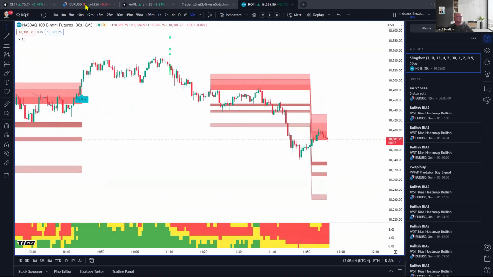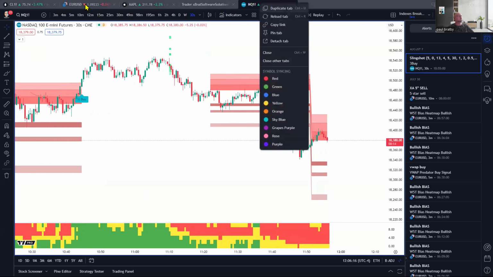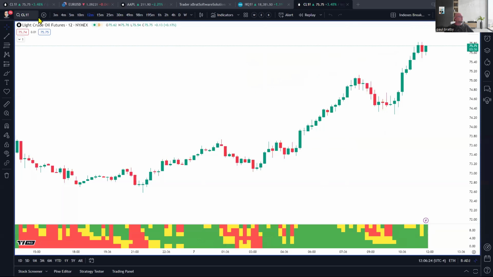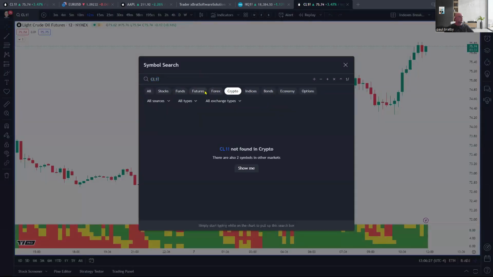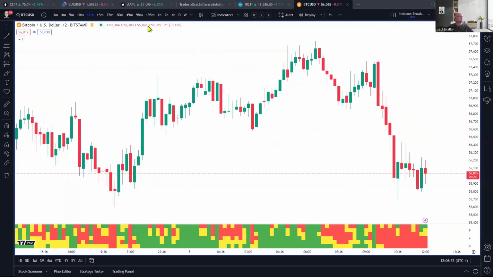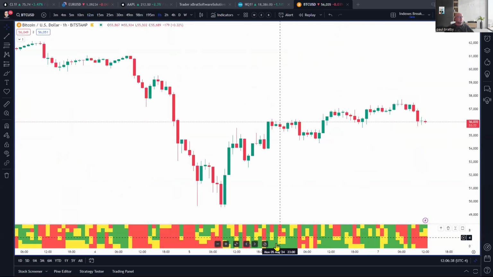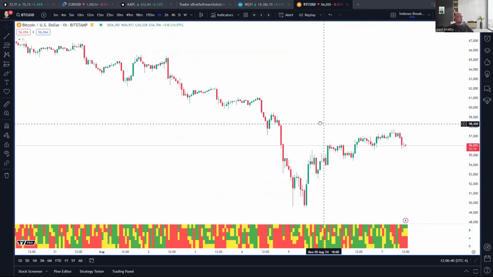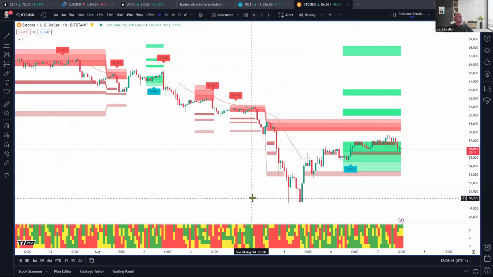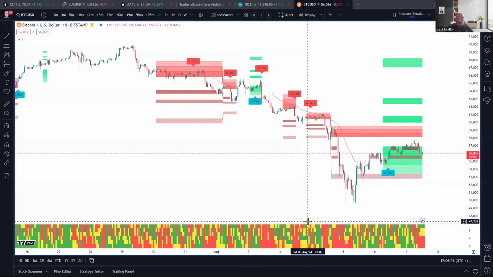And for some reason, I closed the Bitcoin chart down, which is very strange. But I'll duplicate that tab. I'll go to crypto, Bitcoin. And I'm going to go for maybe an hour. Let it do its thing. There we go.